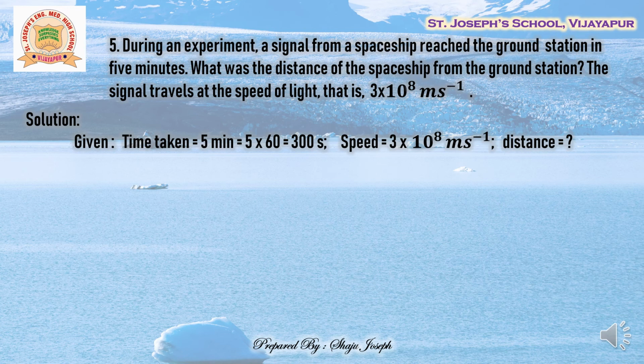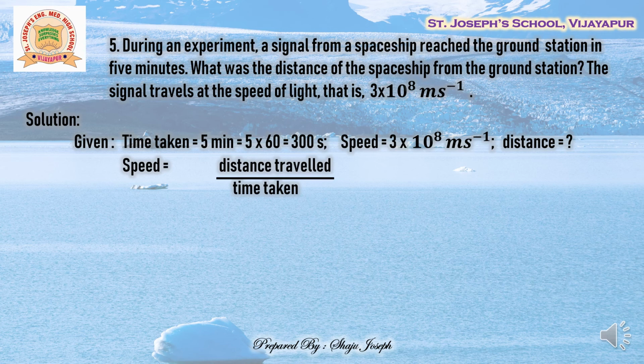First, what are the given data? Time taken is 5 minutes. Let us convert it into SI units, that is, seconds. 5 minutes at 60 seconds each minute, so the total is 5 times 60, that is 300 seconds. Then the speed is already given, 3 into 10 to the power 8 meter per second, which is a constant value, the speed of light. We need to remember this for future problems. Then the unknown quantity is distance traveled. So the distance traveled by the light we need to calculate.